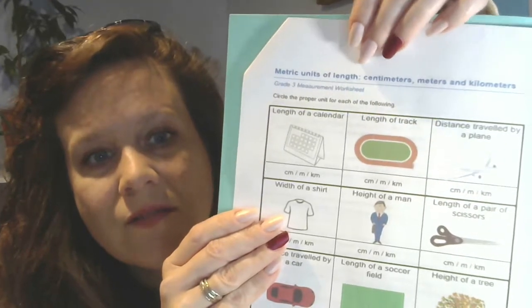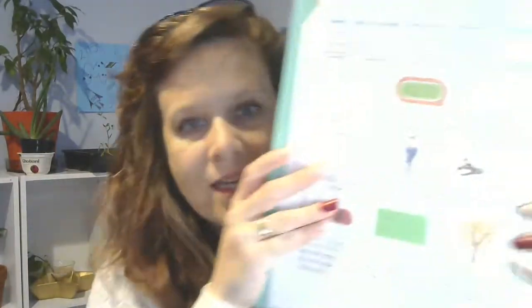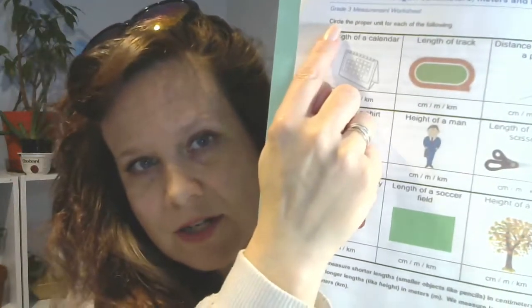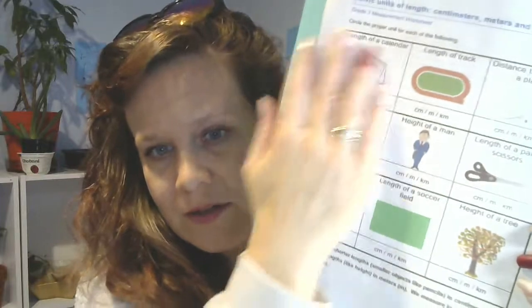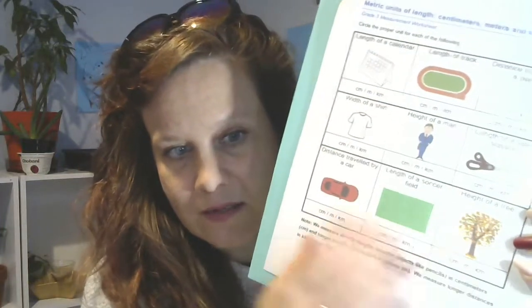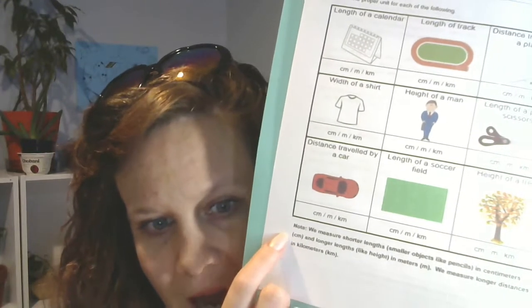So this is units of length. That means we're going to be measuring lengths, distances, how long something is. And here's a great hint. Your directions are to circle the proper unit for each of the following. So would we use centimeters, meters, or kilometers to measure each of these things? Now, here's a very helpful note at the bottom.